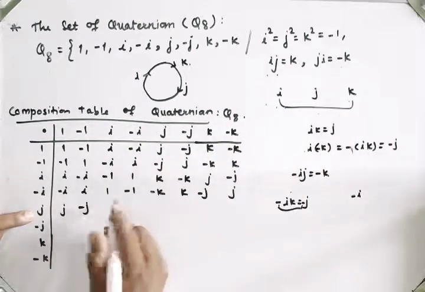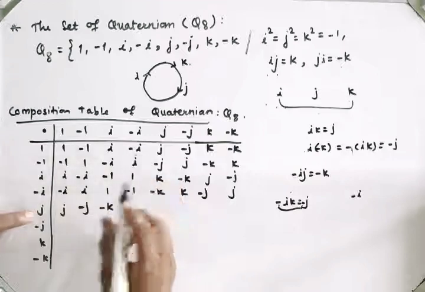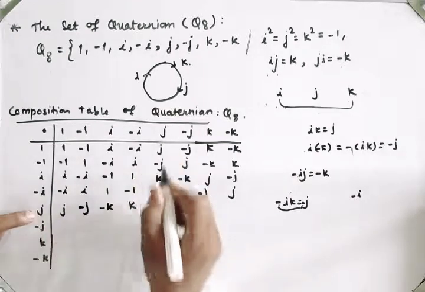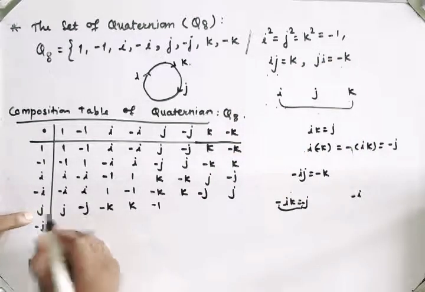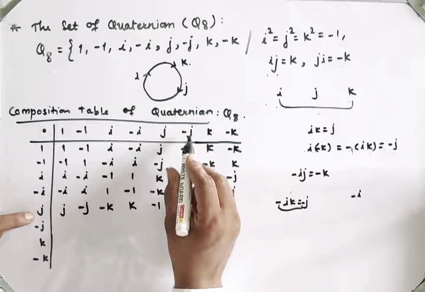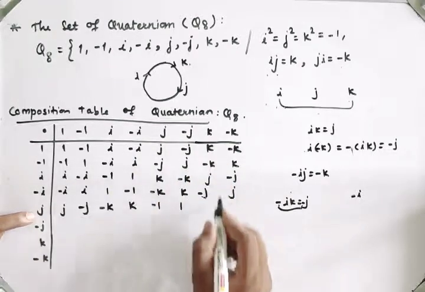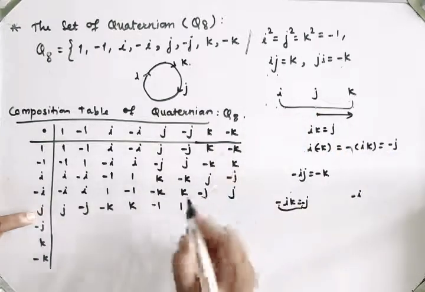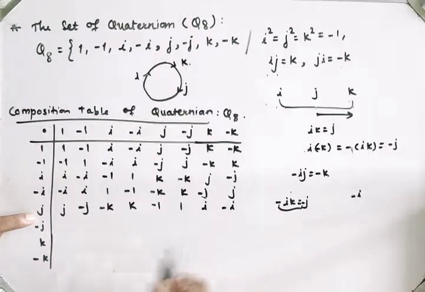Next j into minus i, so minus sign outside, minus minus plus k. J into j, j square which is minus 1. Next j into minus j, so j square is minus 1, minus minus plus 1. J into k, so this is i. And last, j into minus k, so minus i.